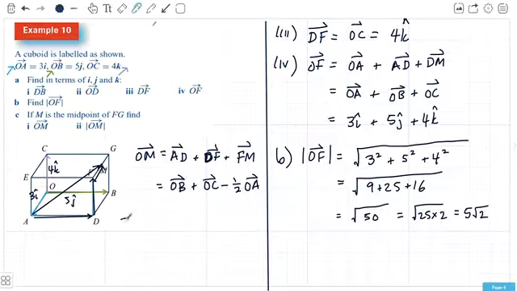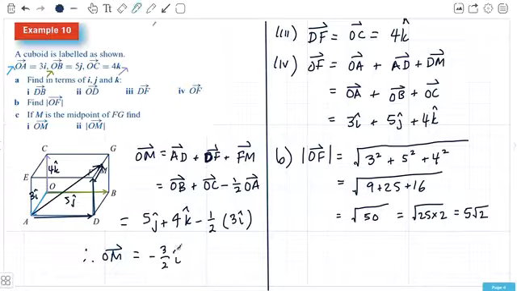So now we can put everything together. OB we know is 5J, OC we know is 4K, and then we've got negative a half of OA, which is 3I. So our final vector for OM would be, and I always just put it in IJK order so it looks consistent, negative 3 over 2 I plus 5J plus 4K. So that's your OM vector.